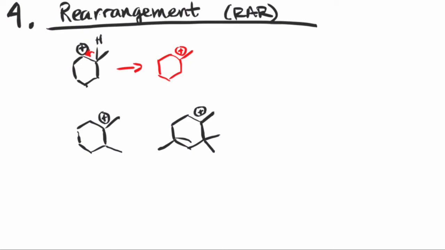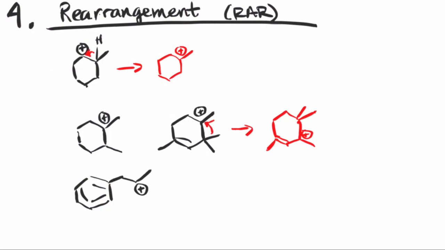What about this tertiary molecule? Can we stabilize it? Yes, we can. We can do a methyl shift, because when we do that methyl shift, we have a substituted carbocation that is allylic to a pi bond. Maybe one more. How about this carbocation? It is a secondary carbocation. Can you do anything that will help? Indeed, you can do a hydride shift.